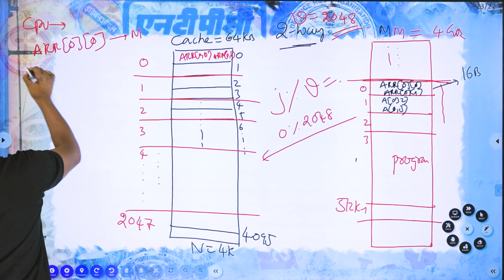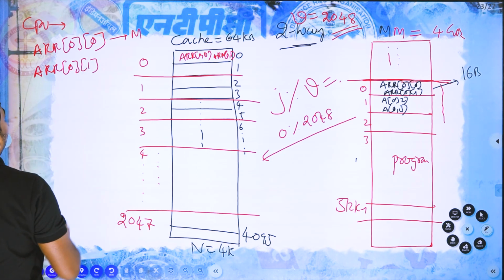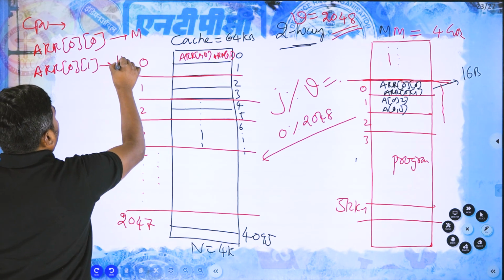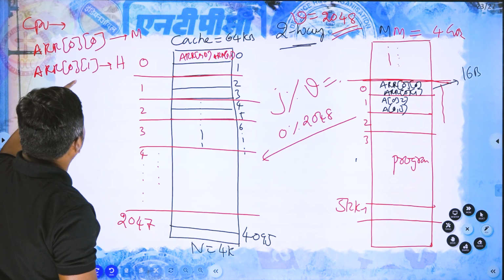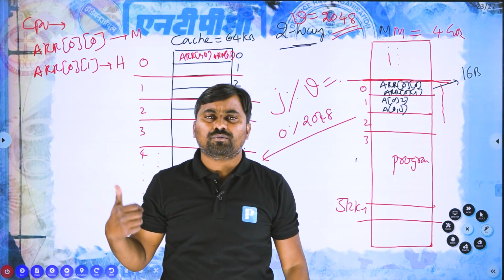What does the second reference go? The first was a miss. Second reference A[0][1] by the processor. So is there a [0][1]? Yes, [0][1] is there. This is going to be a hit. Getting my point? Hit. Now the third reference is A[0][2]. Is it there? No, miss.